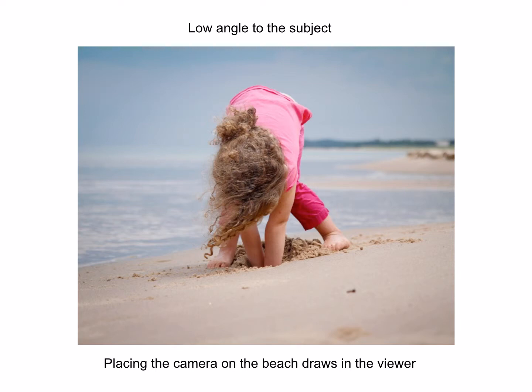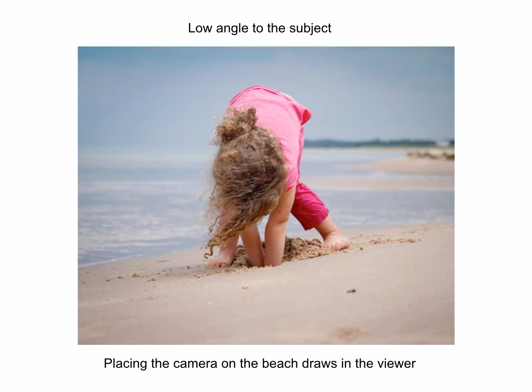Here's an example with regard to the angle of the lens to the subject. This is a low angle. This is a picture I took of my daughter. We were on the beach, and literally the camera was nearly on the sand. By placing the camera so low to the ground, it really changes the relationship of the viewer and the subject, and it brings the viewer, I would argue, into the subject. I try to avoid taking pictures where I'm standing and the camera is up against my eye.